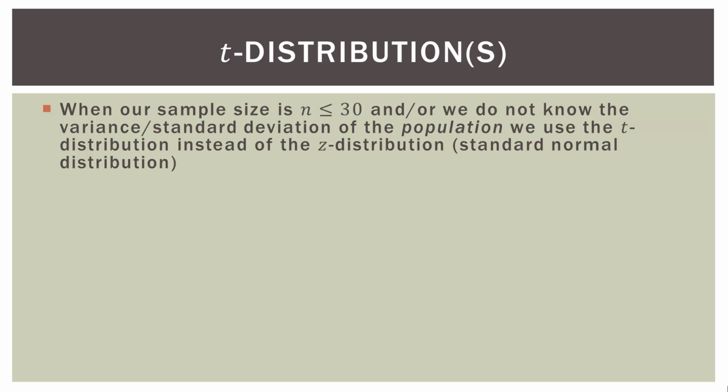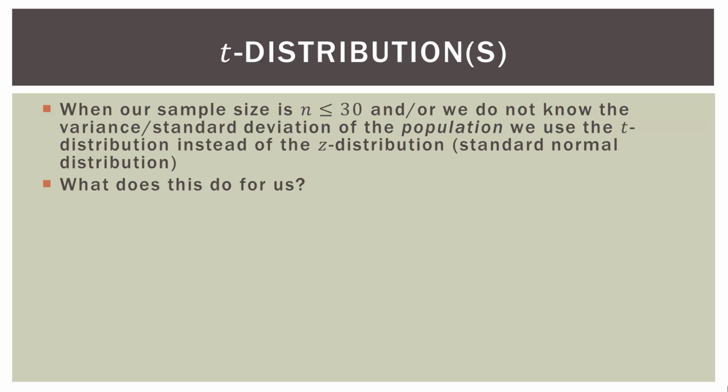z-distribution. Now the z-distribution is likely what you've already learned. When you learn about the normal curve, its shape, the percentages underneath the curve, and things of that nature, you're looking at the z-distribution. Now the t-distribution is similar, but it has very unique characteristics for when our sample size is under 30 and/or we do not know the variance and standard deviation of the population. So they are closely related, but the key thing here is smaller sample size.